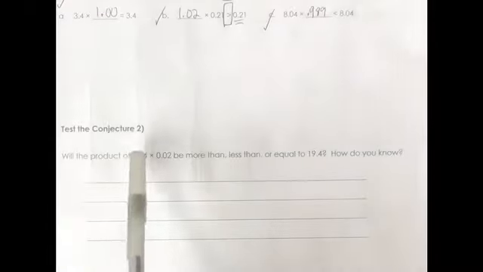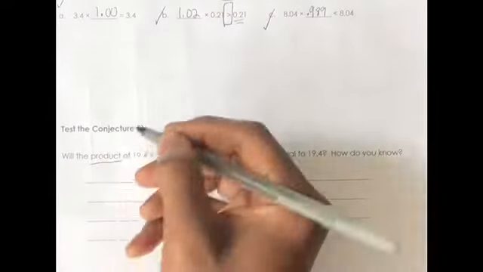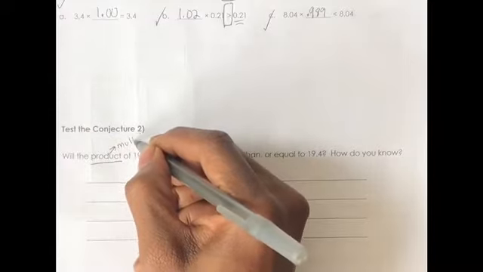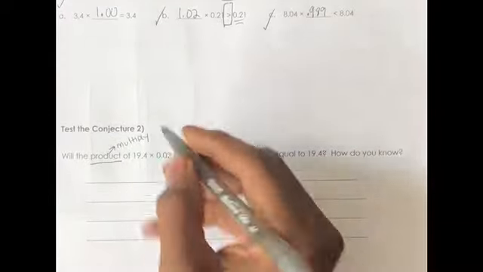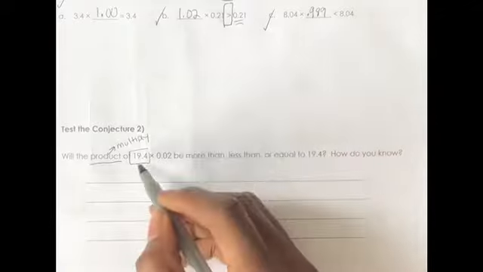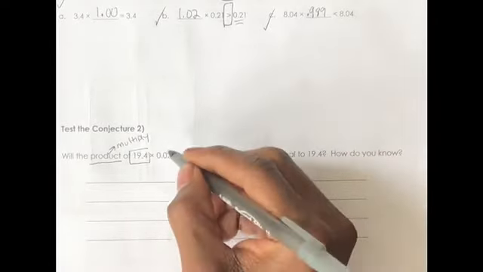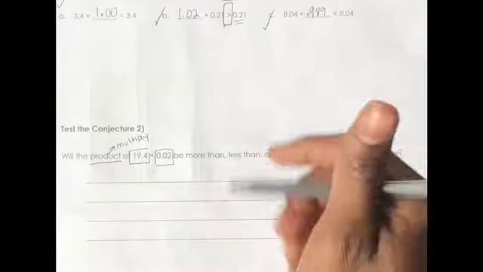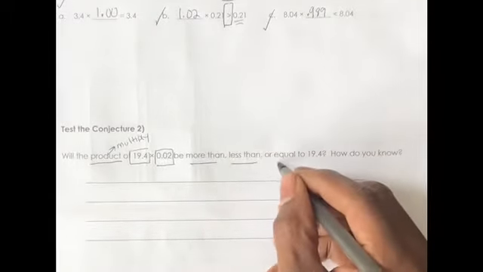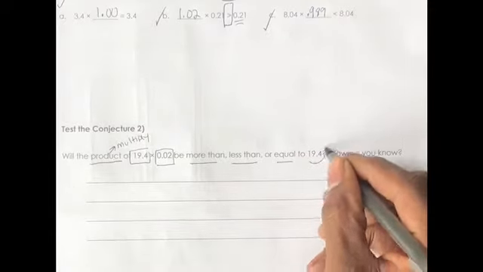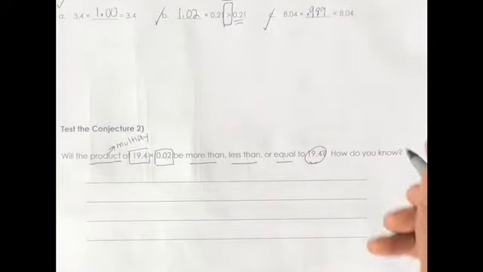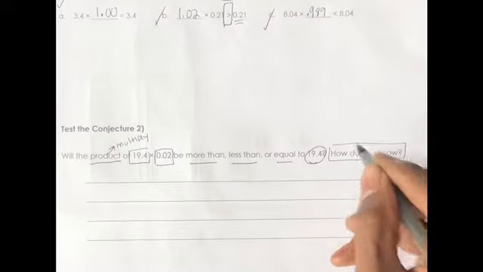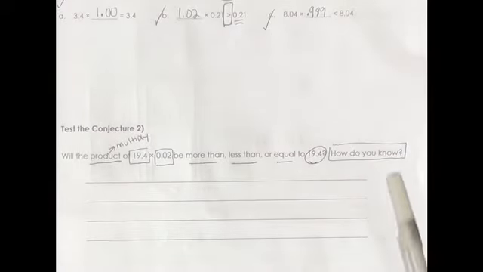Now let's look at test of conjecture number 2. Will the product, I'm going to just highlight that because that means multiplication. We know that means to multiply. So will the product of 19 4/10 times 2/100ths be more than, less than, or equal to 19 4/10? How do you know? And the how do you know is really the important part, because if you can prove that you know, then you really understand the contents of this lesson.